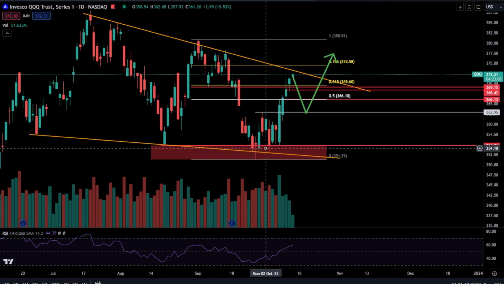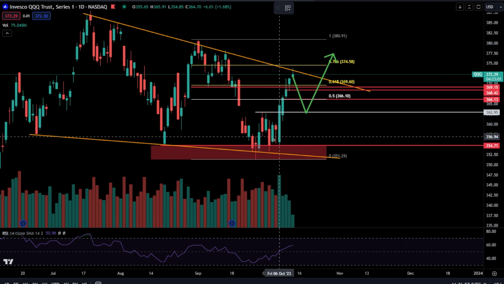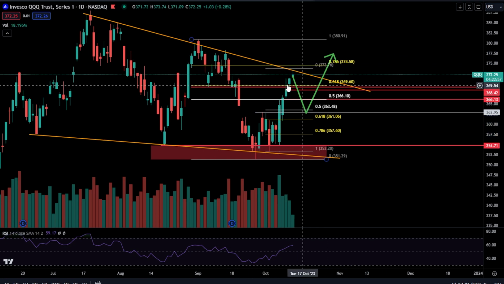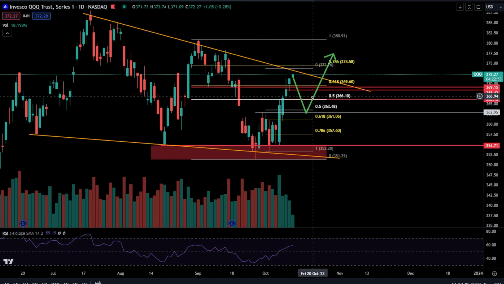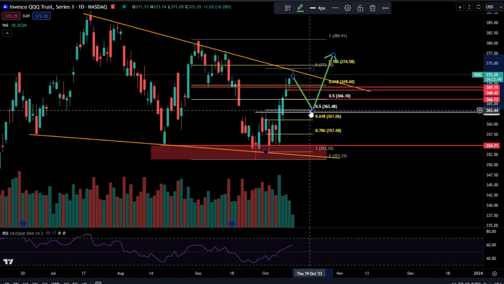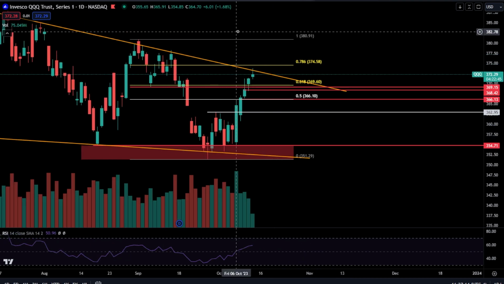All right. But wouldn't it be picture perfect if you did end up seeing literally this right here? You stall out at the golden pocket right before the 0.786 fib to the upside, and then you come back and you stall out at the golden pocket or the 0.5 fib. All right, guys, I think that would be a picture perfect picture. Yep, that makes sense, Henry.